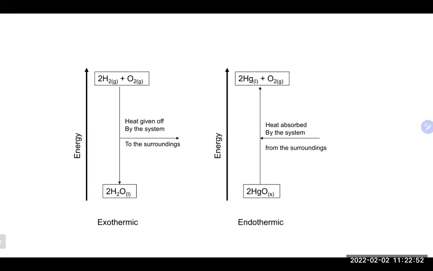On the other side, we have a decomposition reaction: mercury(II) oxide, which is going to form mercury liquid and some oxygen gas. We see the mercury(II) oxide, HgO, on the bottom. That is lower in energy than our products in this case, the mercury and the oxygen gas up there on top. Energy needs to be absorbed for this reaction to take place.